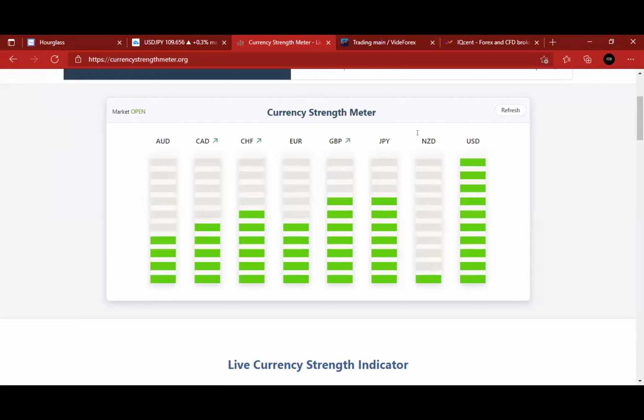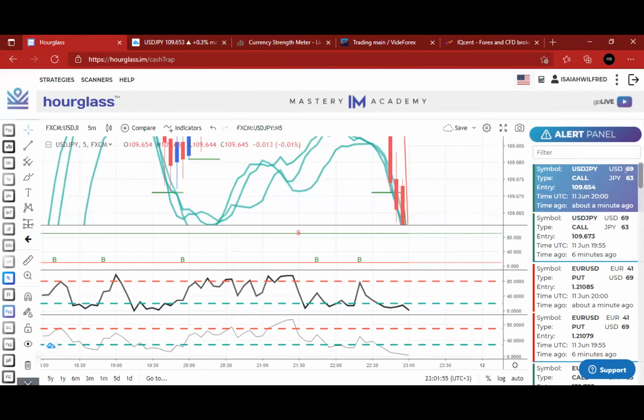Now we can see on currencystrengthmeter.org that USD has gained massive strength. They were the same strength before, USD JPY, but what happened? It just gained strength all of a sudden. And how you actually know that something like this is going to happen is from here. Hourglass will also tell you. The strengths are almost the same. That means one might gain massive strength.